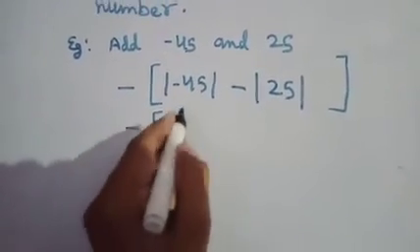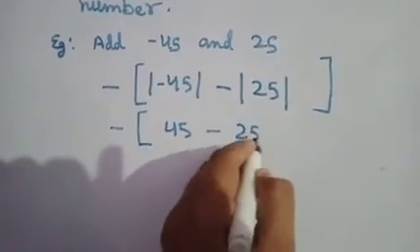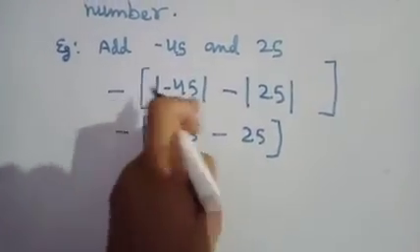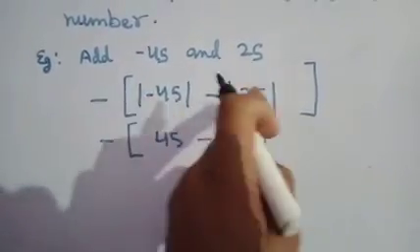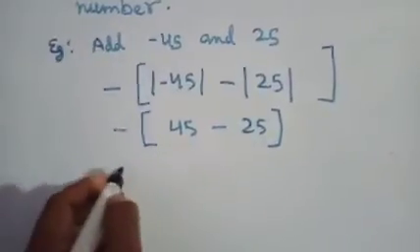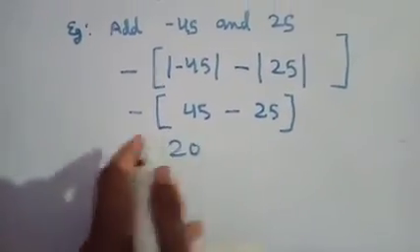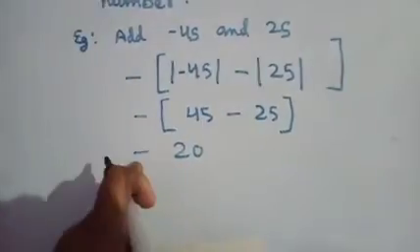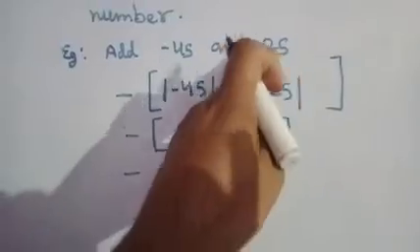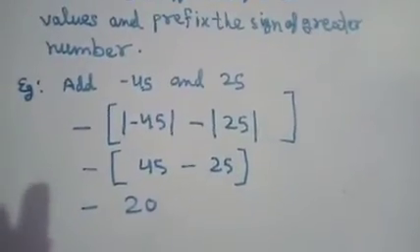So 45 minus 25. We have to write the greater number at the start and the smaller number at last. Now the final result is 20, and put the sign of the greater number. The greater number is 45. That's why minus 20 will be the answer of the sum of minus 45 and 25.